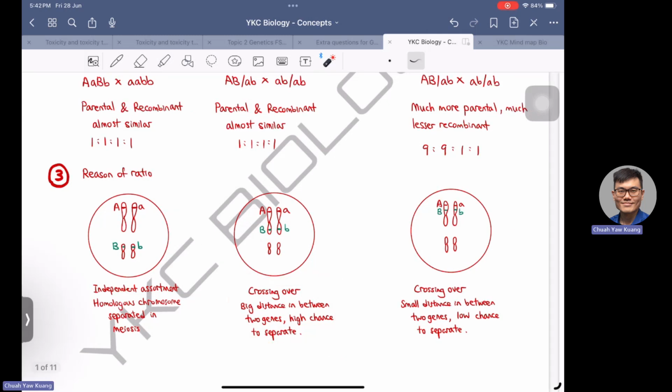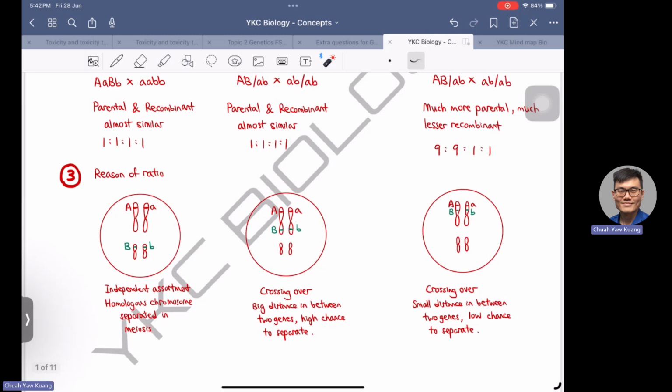Lastly, for those genes that are very close to each other on the same chromosome, this type of linked gene will normally give you this type of ratio: much more parental and much fewer recombinant. So why is the number of recombinant offspring so low compared to the parental? Again, it is due to crossing over. Crossing over will occur during meiosis one, during prophase one. It must occur, but the chance is very low because they are too close to each other.